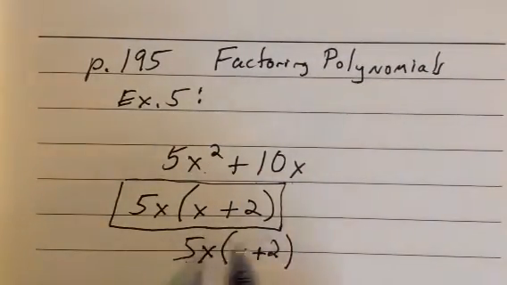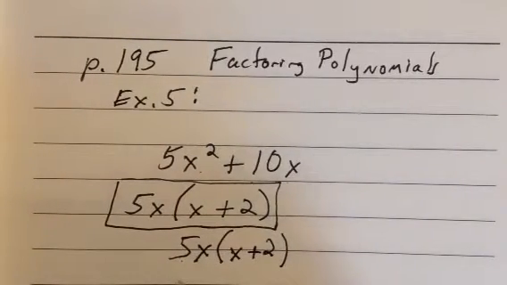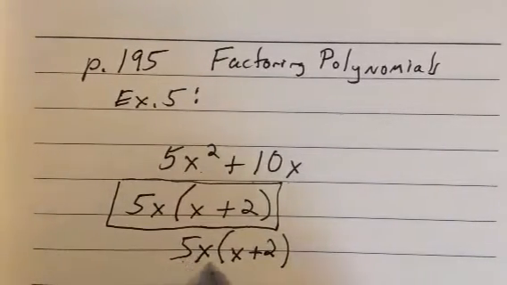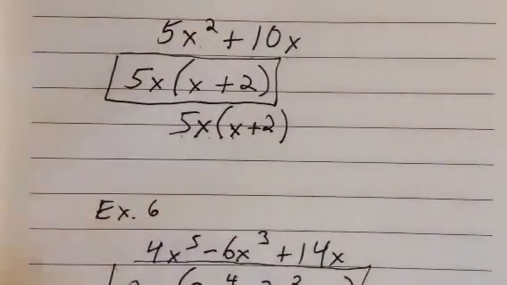And that's where my answer came from. You can check it by just distributing. We're kind of doing backwards distributing here when we're working. So 5x times x gives you the 5x squared. 5x times 2 gives you 10x. All right, the next example.